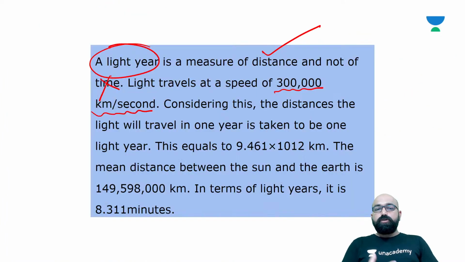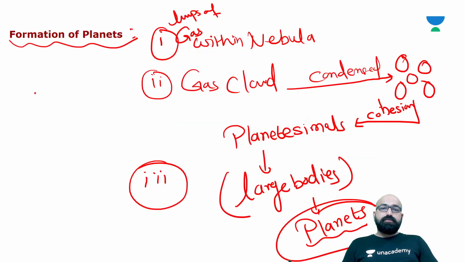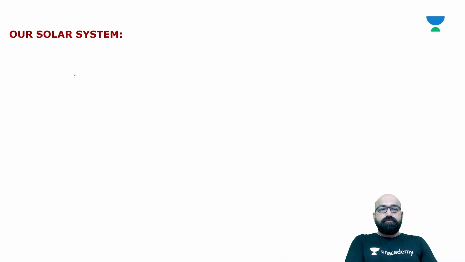We have discussed about a light year, which is a measure of distance. Now, after the formation of planets, friends, we'll start with our solar system. Our solar system consists of 8 planets.